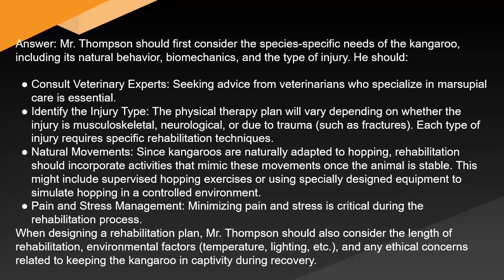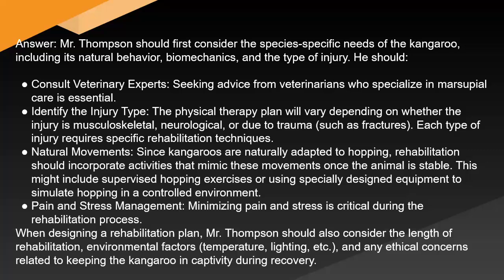Identify the injury type. The physical therapy plan will vary depending on whether the injury is musculoskeletal, neurological, or due to trauma, such as fractures. Each type of injury requires specific rehabilitation techniques. Natural movements. Since kangaroos are naturally adapted to hopping, rehabilitation should incorporate activities that mimic these movements once the animal is stable. This might include supervised hopping exercises or using specially designed equipment to simulate hopping in a controlled environment. Pain and stress management. Minimizing pain and stress is critical during the rehabilitation process.